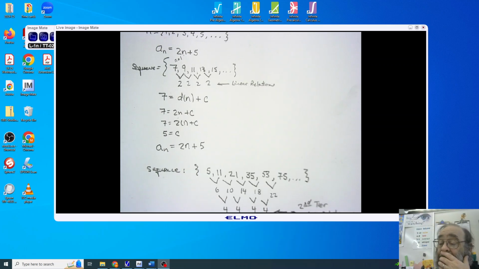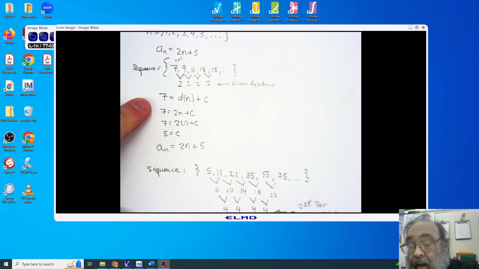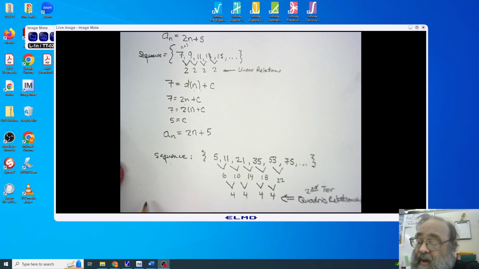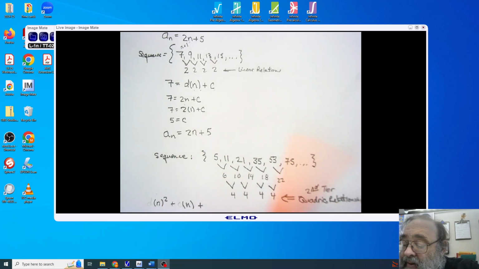Now, if I'm doing a quadratic relationship, I have to remember what we're doing for a quadratic equation or a quadratic rule. A quadratic rule is not going to have the same form as the linear one, a common difference times n plus c. The quadratic is going to have some value a times n squared plus another value b times n plus another value c, and I'm running out of variables, so I'm going to go a, b, and c just to make my life easier. A, b, and c.